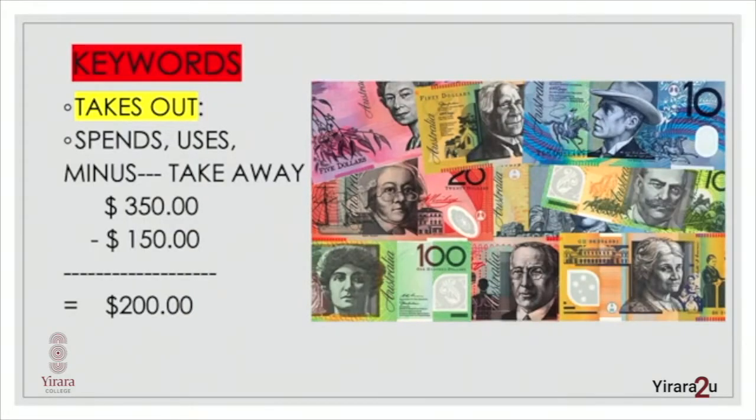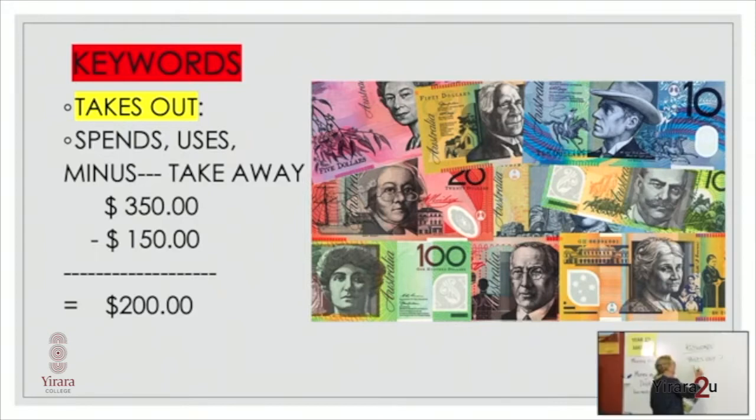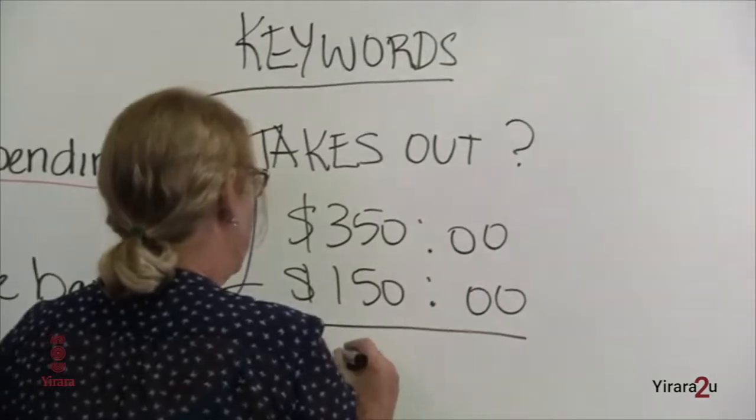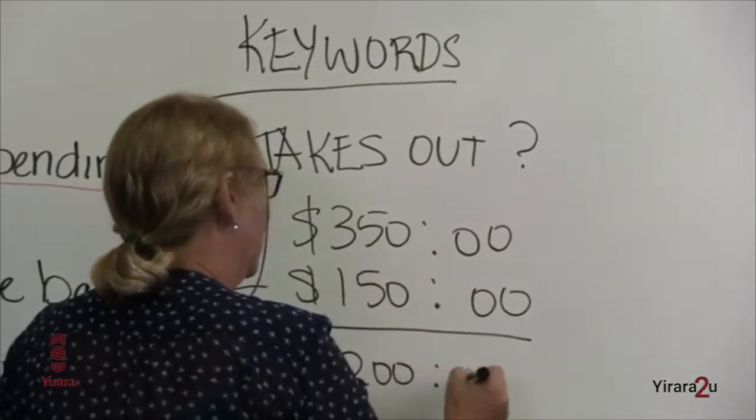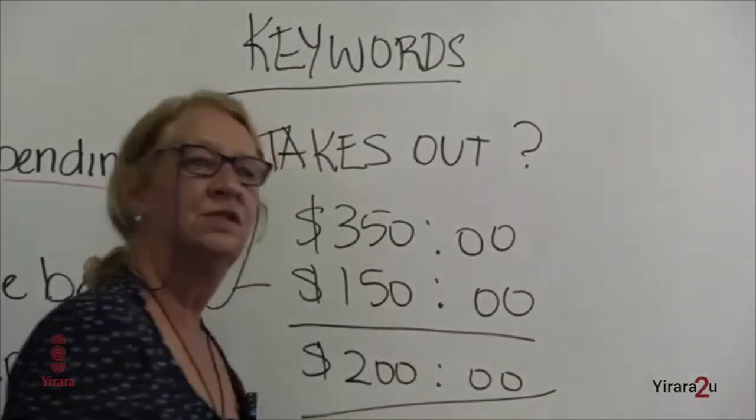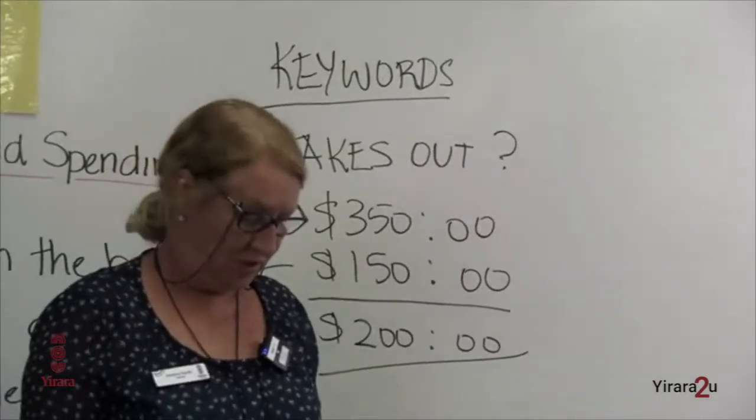So for example, $350 minus $150 leaves you with 200. As you get better at maths, you'll learn to be able to do this in your head.